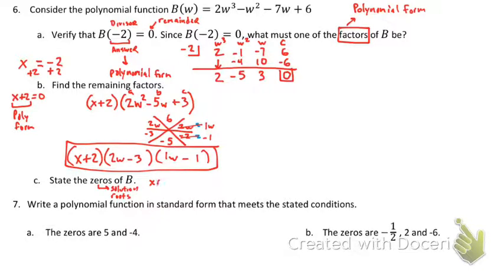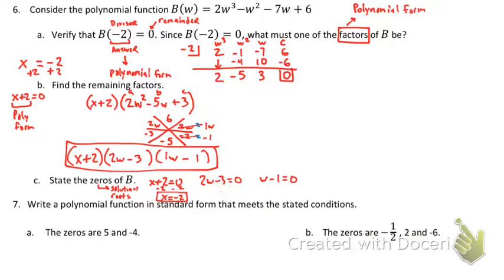x plus 2, we've done this before, equal to 0. 2w minus 3 equal to 0. And then w minus 1 equal to 0. And all we're doing is solving. Subtract 2 from both sides. This gives me negative 2 is a solution, or zero.